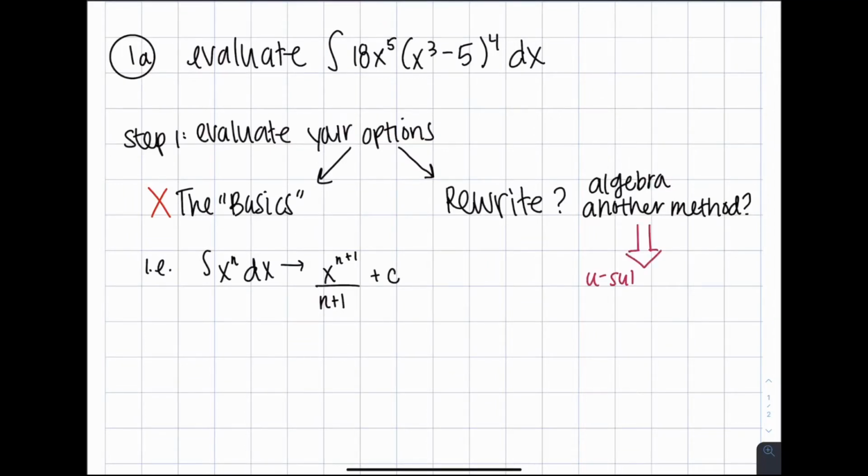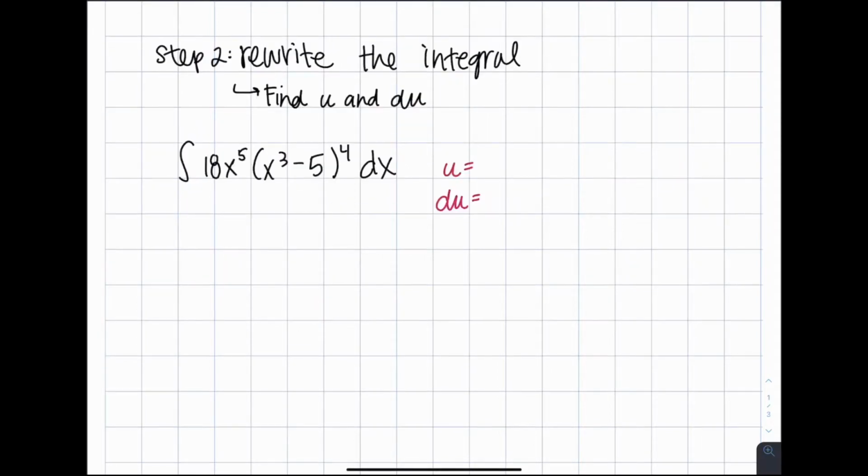Well, the third technique I like to look into is u-sub, or u-substitution. The key here is finding a u that has a derivative that will align with the other half, or the other section, of the integral. Well, let's get into it in practice to better understand what that even means.